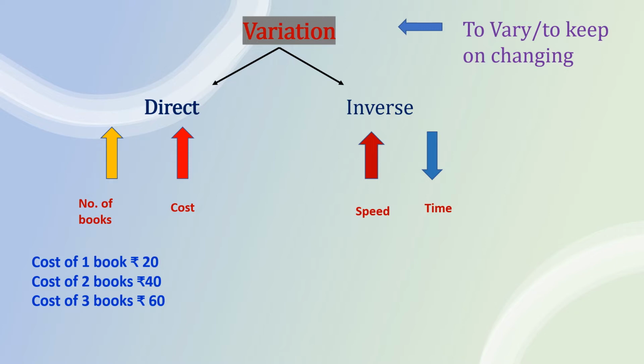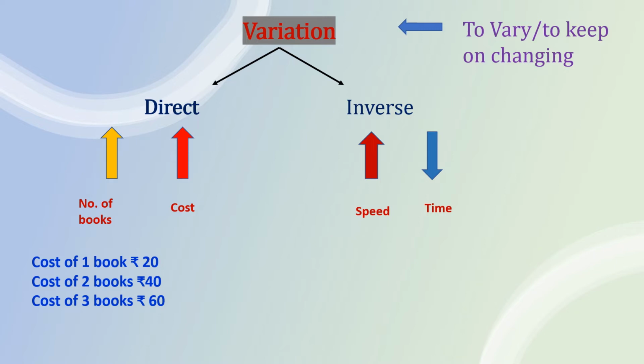And vice versa, if you decrease the quantity of books, if you reduce it from 3 to 2 books, automatically the cost will also decrease. So if you decrease one quantity, the value of the other quantity also decreases. That type of variation is known as direct variation.